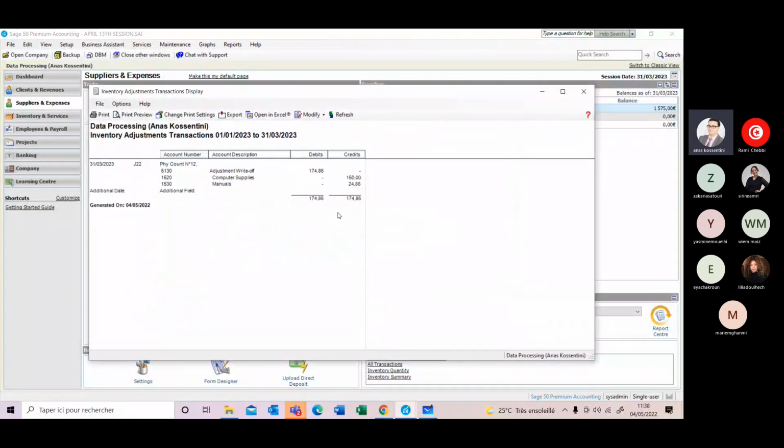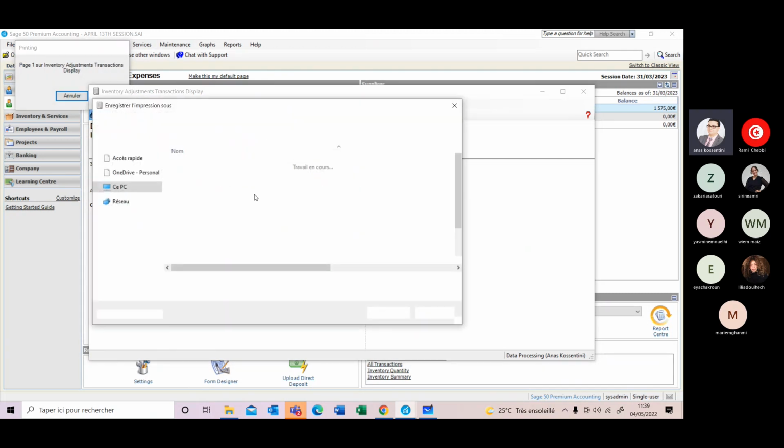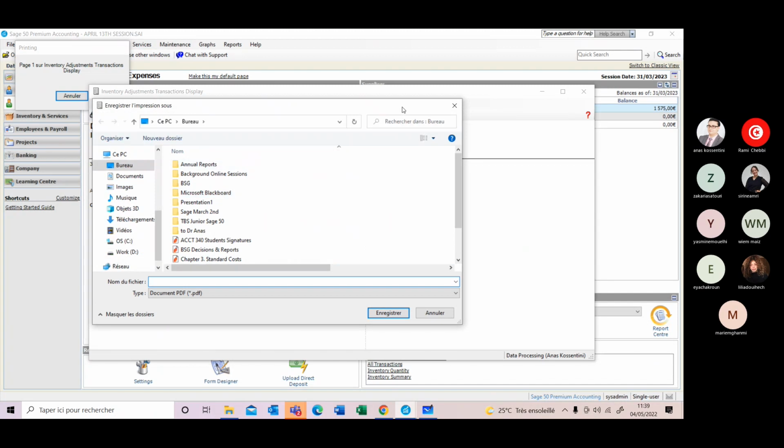So how many inventory adjustments do we have? Only one. And this is the only transaction that we did. And obviously, guys, you can print it out. You can use the print. And of course, you print it in the form of PDF, and you can upload it on this system. See?